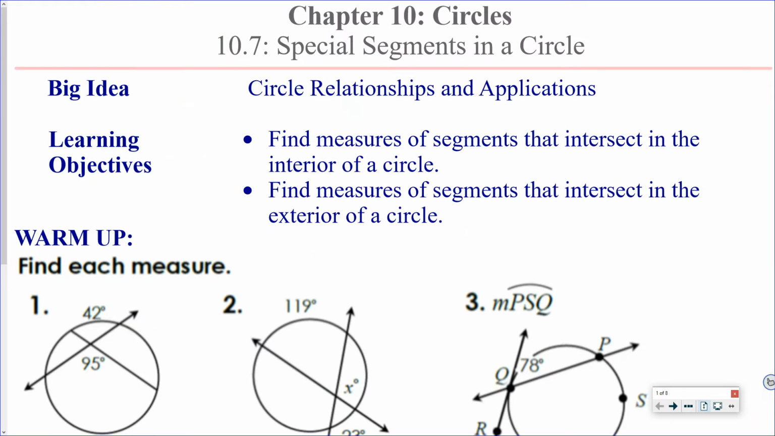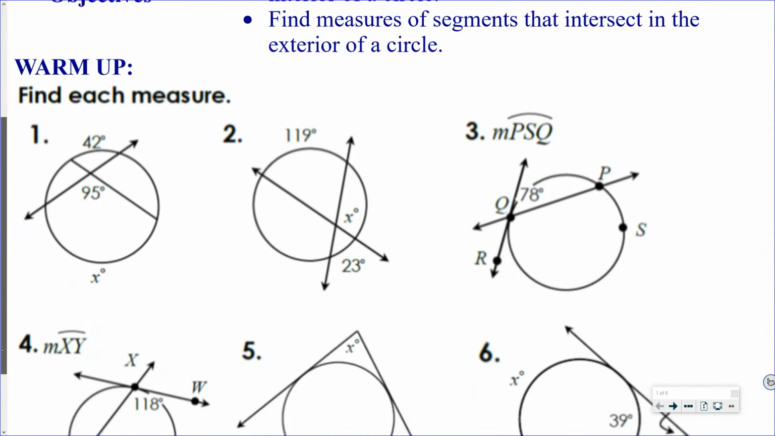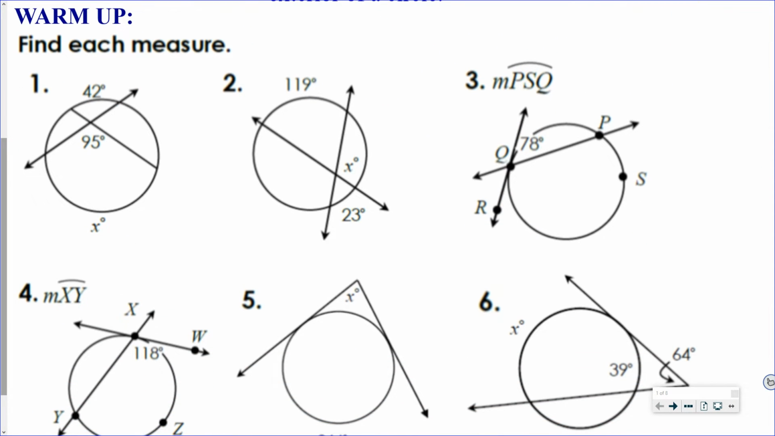All right, warm up. Going over our 3 case scenarios of when secant lines intersect with either a chord or possibly a tangent line. So our 3 case scenarios of where they could intersect is inside the circle, on the circle, or outside the circle. And our rule for each is different. And I gave you that little cheat sheet in your notes. You might have needed to use that.